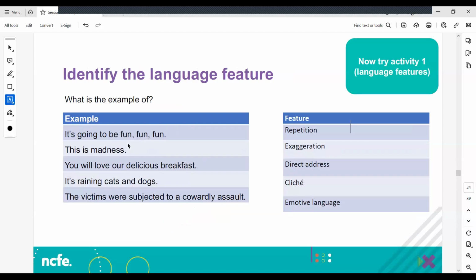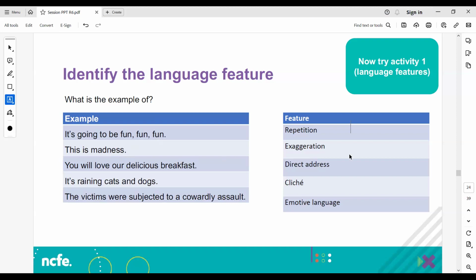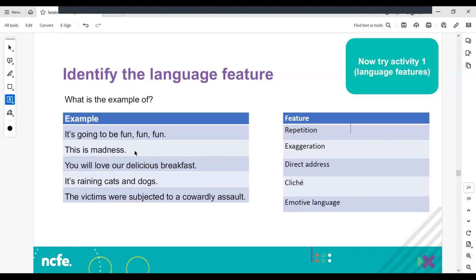So again, language features. Fun, fun, fun. It's going to be fun, fun, fun. So repetition for effect. It's to make us realise how fun it's going to be. This is madness. So it could be procedures in an organisation. People don't agree with them. They say, this is madness doing it this way. It's exaggeration. It's not madness. It's just not the best way to do it.